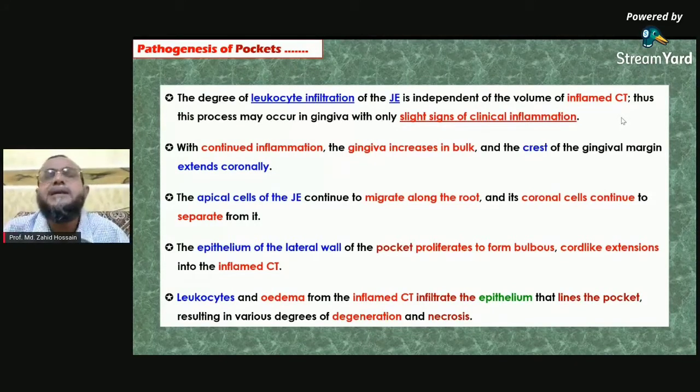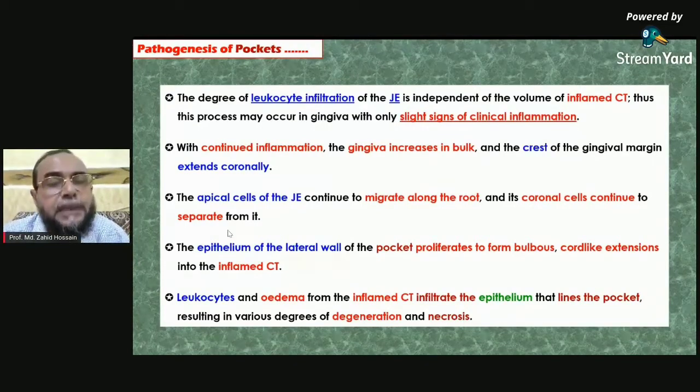At the beginning, slight signs occur because the inflammatory reaction has just started. With continued inflammation, if you don't treat it or take any measure to stop this, the inflammation will continue. Then the gingival size and bulk increase, and the crest of the gingival margin extends coronally. So the gingiva can swell up, enlarge and extend coronally. So you will find deeper pocket depth.